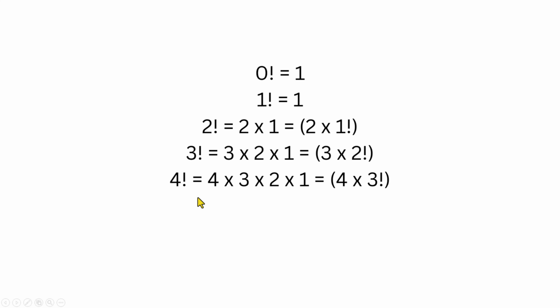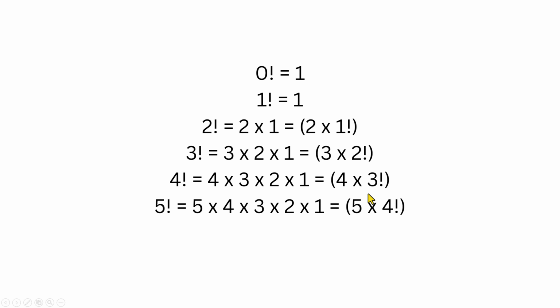4 factorial is 4 into 3 into 2 into 1. What is 3 into 2 into 1? 3 into 2 into 1 is 3 factorial. So we can say 4 factorial is equal to 4 into 3 factorial.